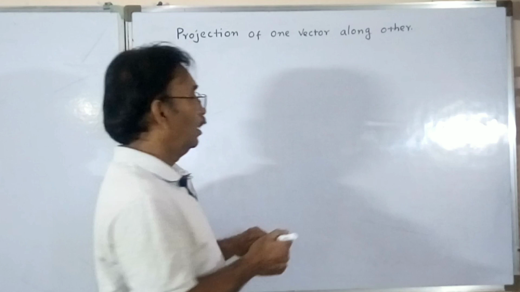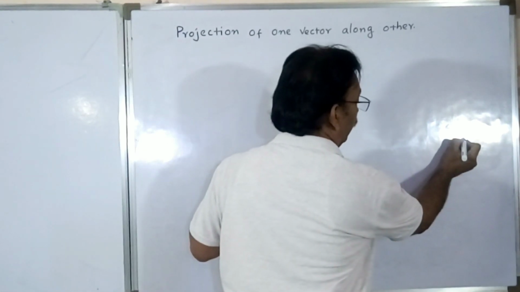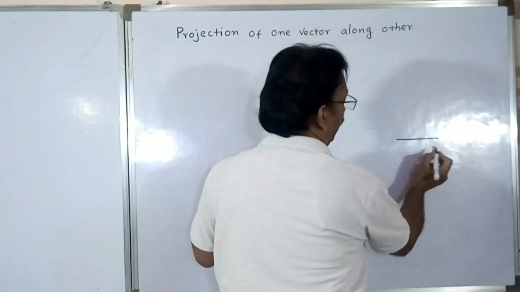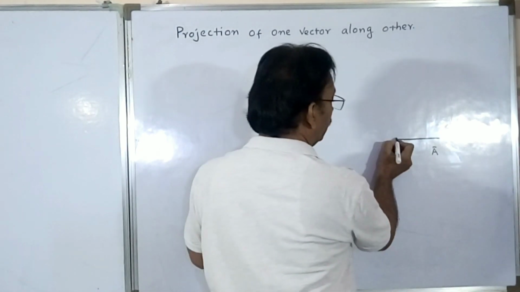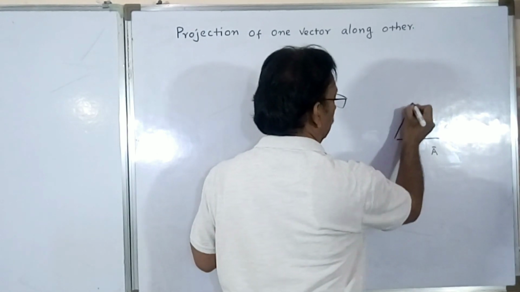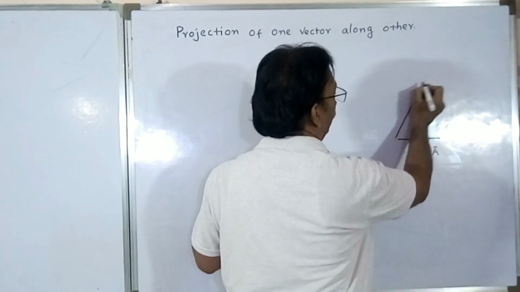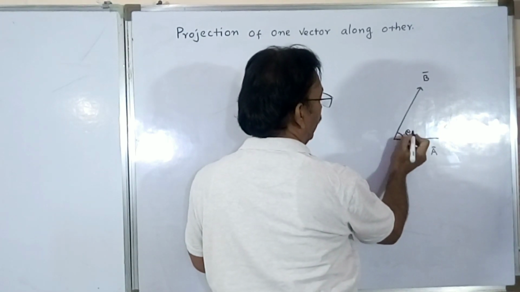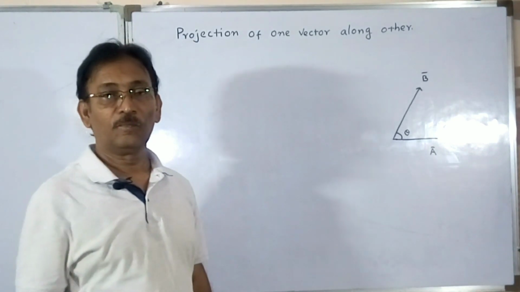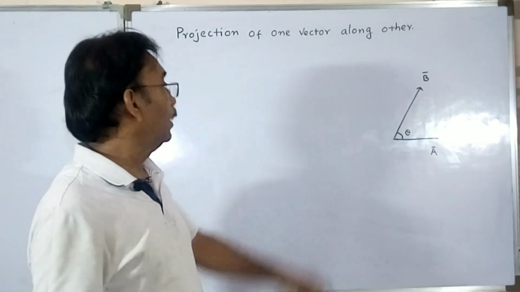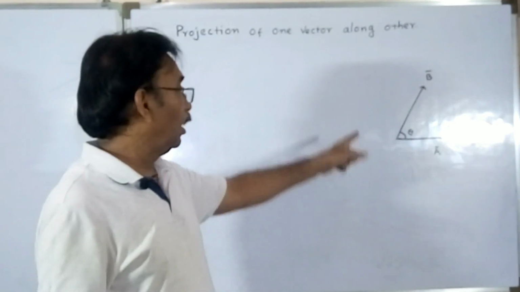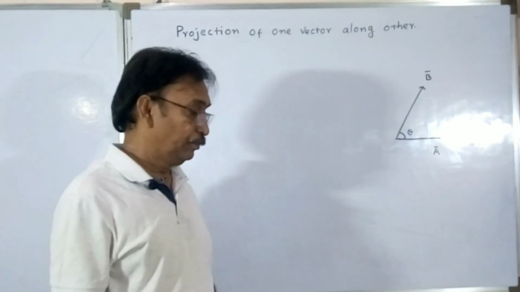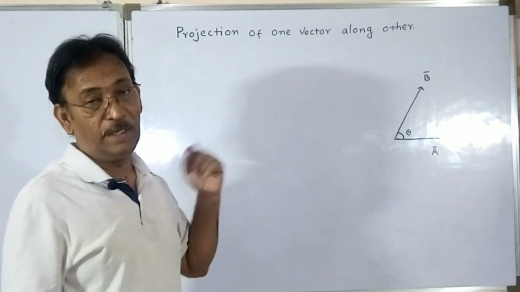Let's say it's a vector A, and we have one more vector, B bar. The two vectors are inclined at an angle of theta. We have to take the projection of A along B.